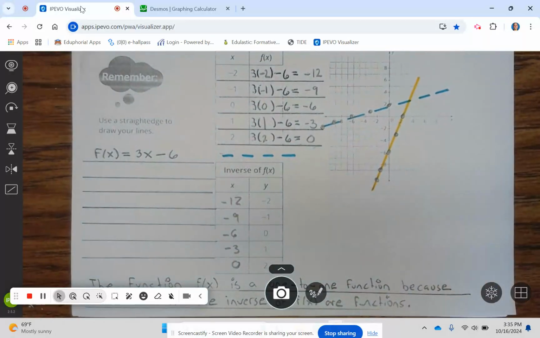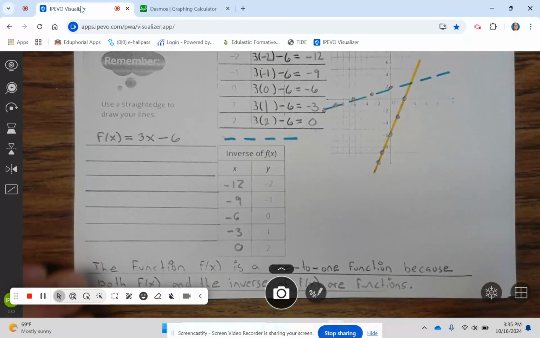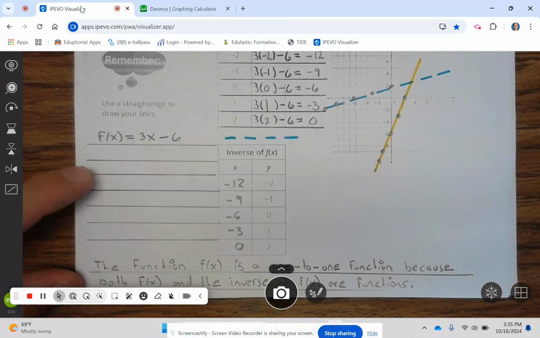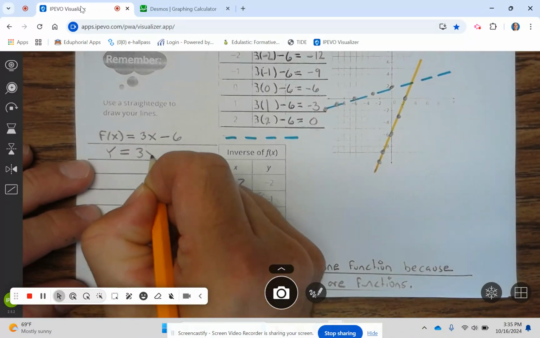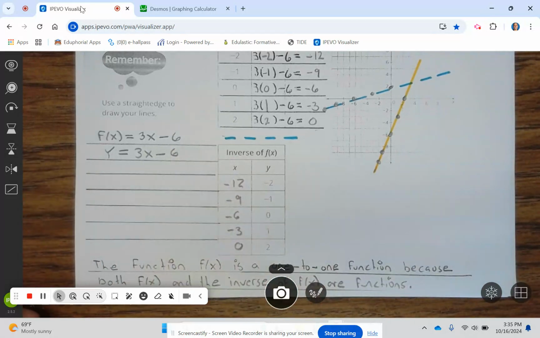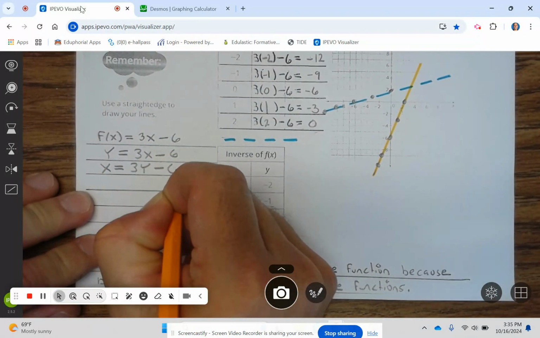Go ahead and finish up the table and graph. All right. Now let's find the inverse equation algebraically. So to do that, we have f of x equals 3x minus 6. Step 1, change f of x to y. Step 2, switch x and y. So x equals 3y minus 6.